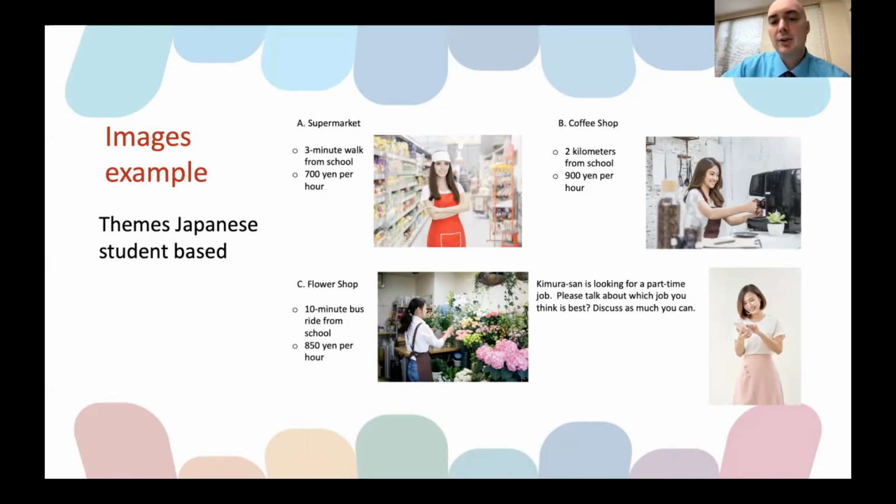But as you can see, we try to have it more culturally connected to them. So we have an Asian student named Kimura-san. Before our first iteration of this question, we had a David, a Western looking person. But the students felt more connected when they had Asian looking people. And then we also have types of jobs students might have.